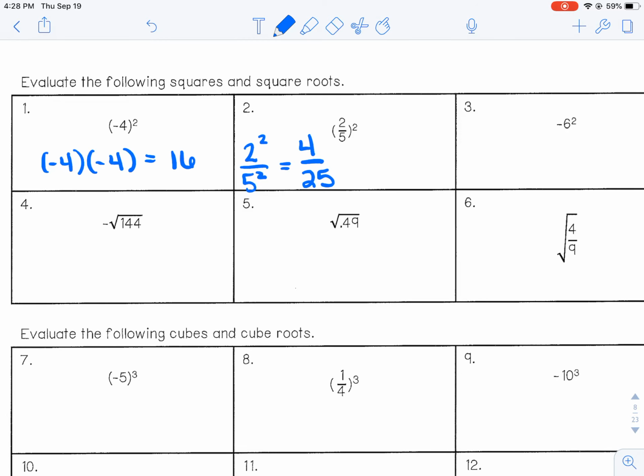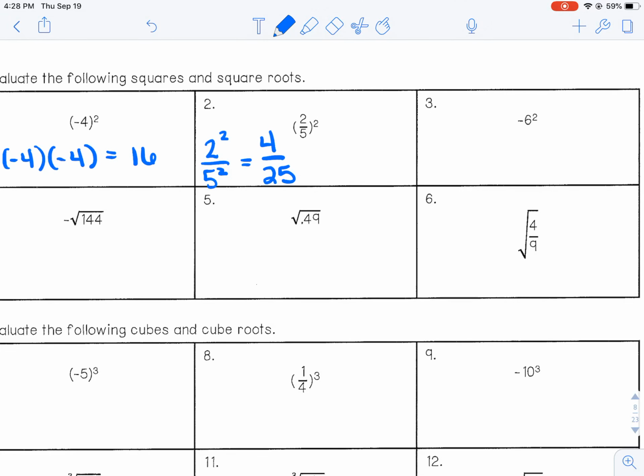Number 3, we have negative 6 to the second power. There are no parentheses there. So that's negative times, basically, times 6 times 6. That will give us a negative 36. If the negative sign's not there, it is not correct.